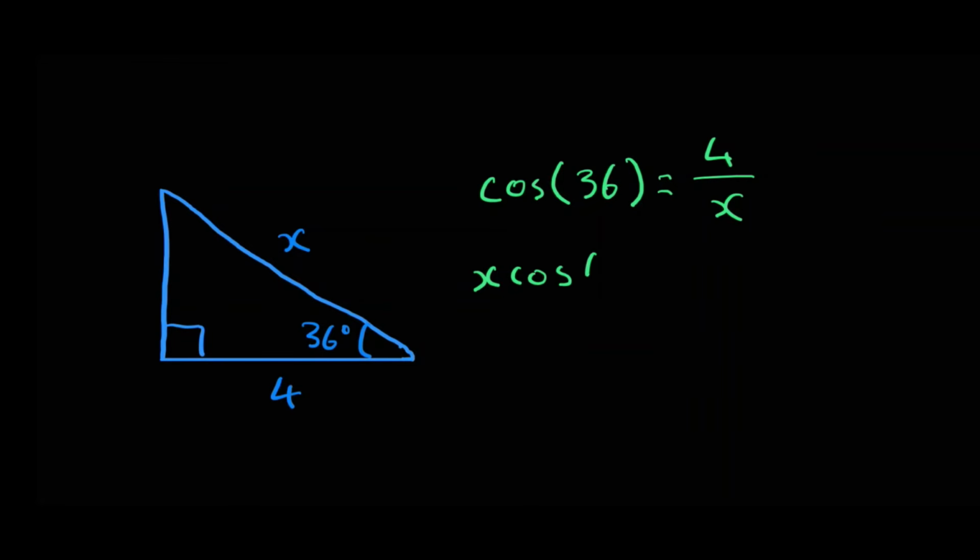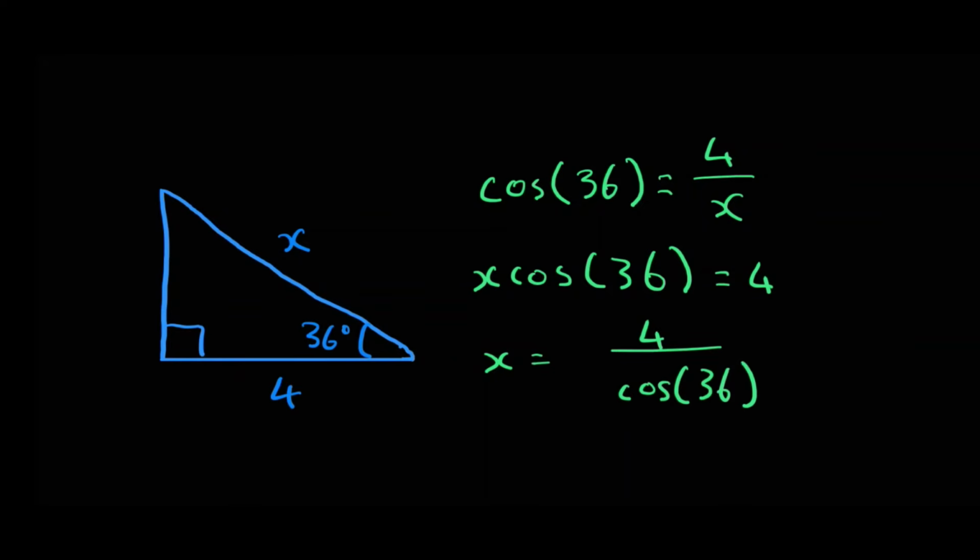So next we can do x cosine 36 equals 4. And then x equals 4 over cosine 36. And if you put that into your calculator, it equals approximately 4.94.